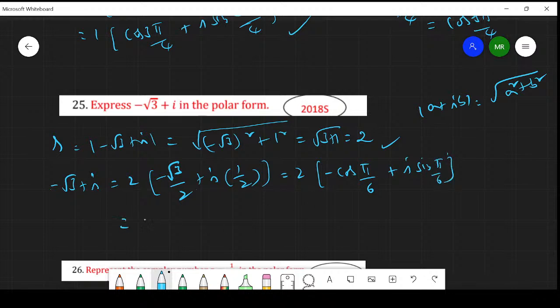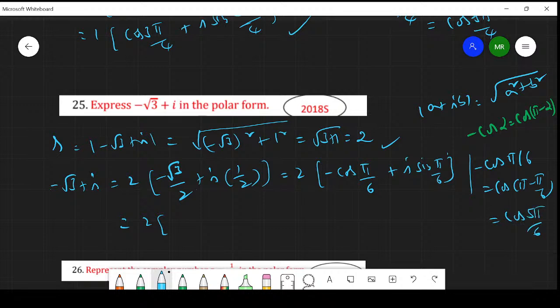So I suggested you, whenever minus cos alpha will be equal to cos of pi minus alpha. Same thing we have here, minus cos pi by 6. Since minus cos pi by 6 is equal to cos of pi minus pi by 6, it will be cos pi by 6. Correct, you will get this one. I can write now minus cos pi by 6.